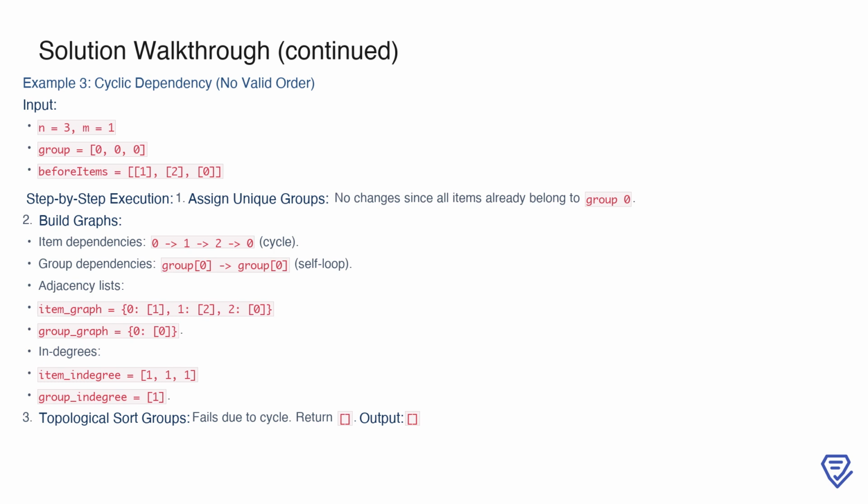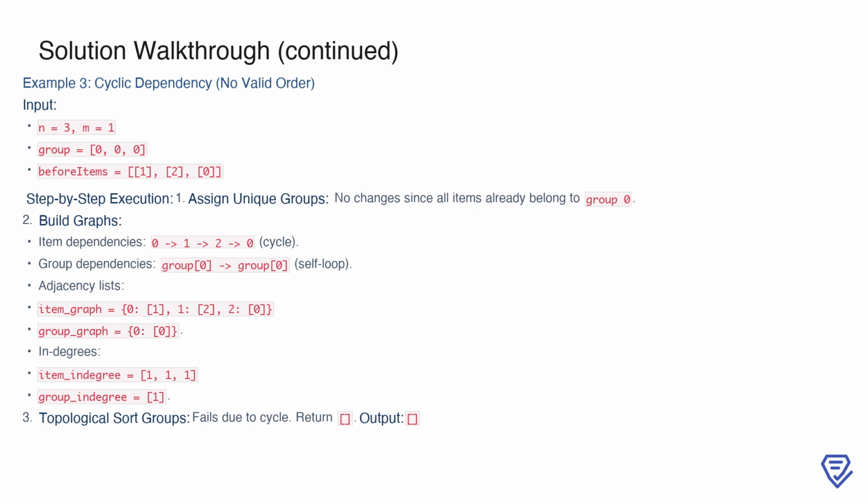In the third example, we encounter a case with a cyclic dependency, which means no valid ordering is possible. All items belong to the same group, so no changes are made to the group assignments. We then construct the item and group graphs based on the before items array. Here, the item dependencies form a cycle: 0 depends on 1, 1 depends on 2, and 2 depends back on 0. This cycle is reflected in the group graph as a self-loop for group 0.